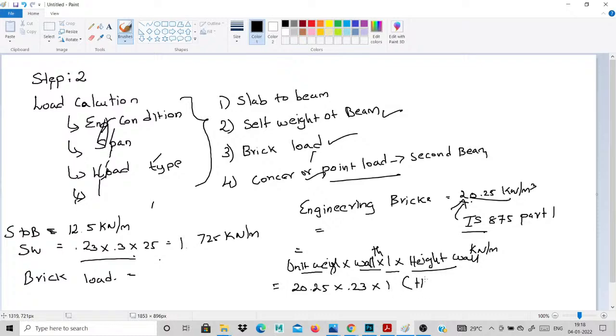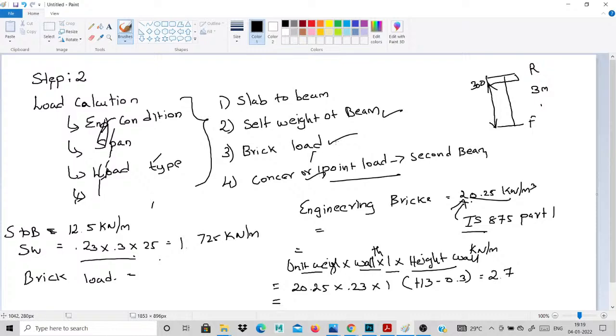Then the height. This is my floor level, this is the roof level. The height is 3 meters. My beam depth is 300 mm, so minus your beam depth. My total height is 3 meters minus 0.3 beam depth. That is the concept: you subtract the beam depth from the height, since that is not brick area.